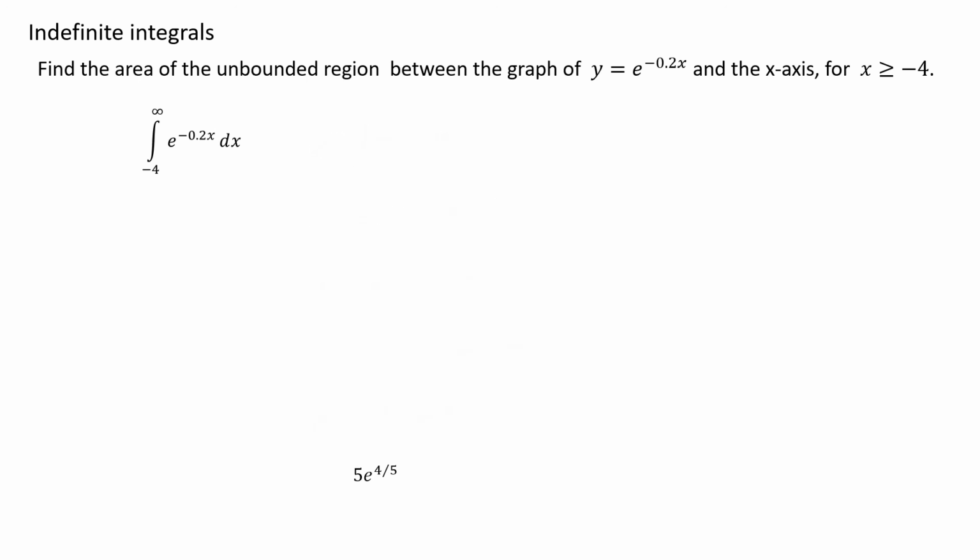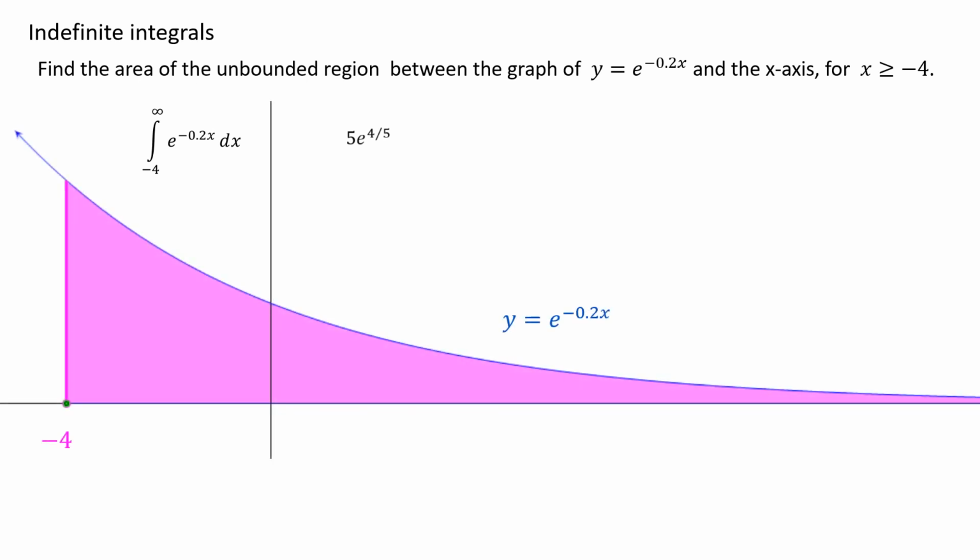And let's analyze what it is that we just calculated. Well, we calculated this integral, and we got an answer. But remember, we're looking for a finite amount of area in an infinite amount of space. And so we've just calculated and shown that while this pink area here goes on forever to the right, there's only a finite amount of area, specifically 5 times e to the 4/5 square units, under that curve.